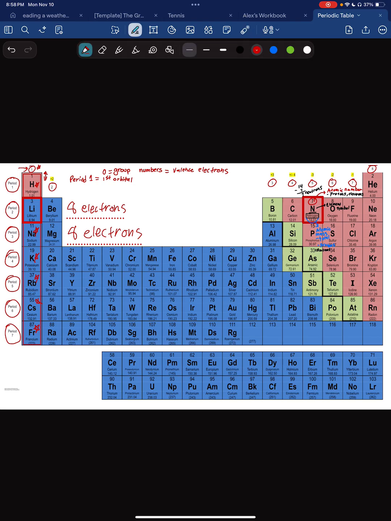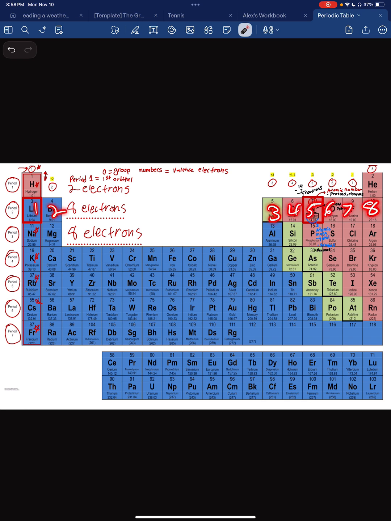That means this row has 2 electrons that we can fit in our periodic table. In our second period, which is here, we have 1, 2, 3, 4, 5, 6, 7, and 8 boxes, that means we can fit 8 electrons in it. Now, if we look at our third period, it's the same thing. We have 1, 2, 3, 4, 5, 6, 7, and 8. So again, we can fit 8 electrons in our third period or third orbital.